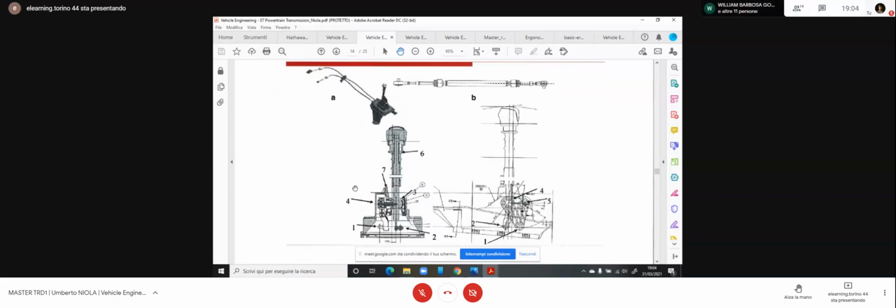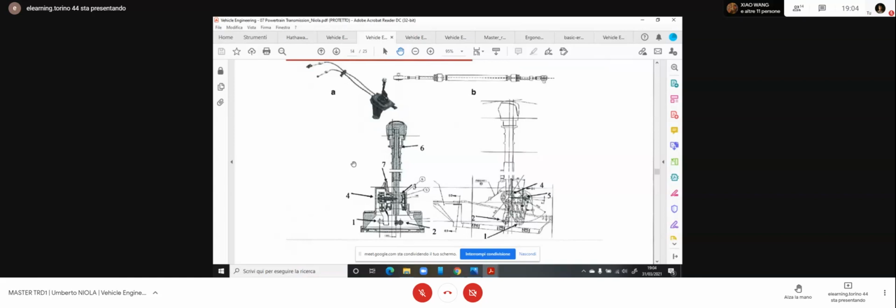Maybe so. The only problem is wearing of the cable, you can have more friction and so problems for the selection. But usually in the modern realization, you do not have this problem because you have Teflon liners inside of the external part of the cable. They are lasting more or less like the car.